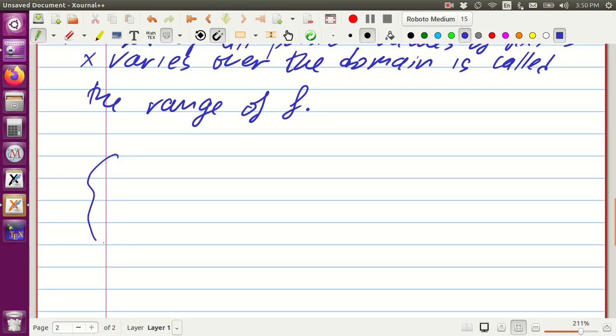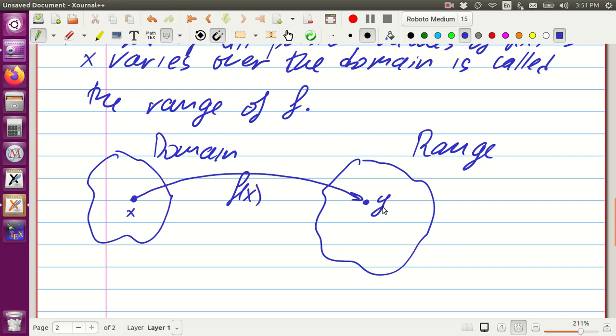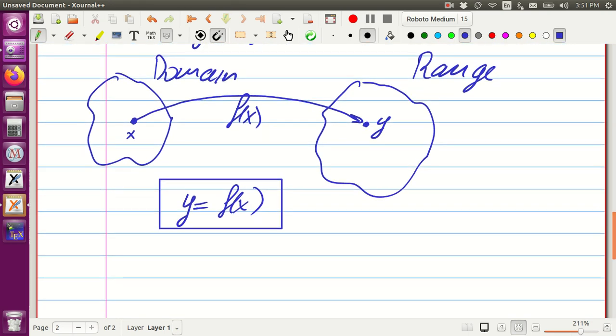So the set on the left in our pictures we usually call the domain, and the set of outputs on the right we usually call the range. All right, so basically f takes a value in the domain and assigns exactly one value in the range. This is x and this is y. And usually we say y equals f of x.